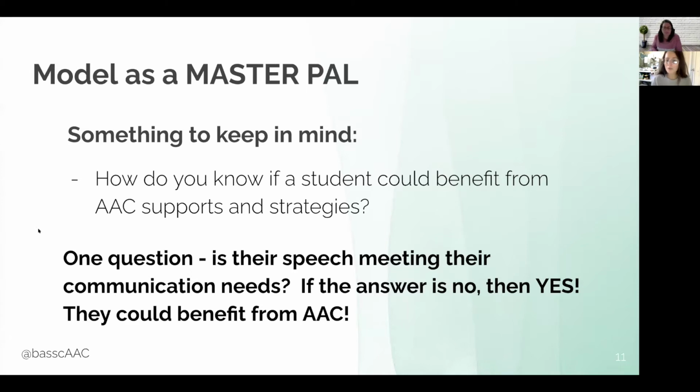All right, one more thing to keep in mind before we get into the modules. How do you know if a student would benefit from AAC supports and strategies? Maybe you have a couple students on your caseload or in your classroom right now who are not using AAC, but you're thinking, I wonder if AAC would be an appropriate strategy and support to provide them. So we like to think of just one question: is their speech meeting their communication needs? And if you would answer that as no, then yes, they could benefit from AAC and good communication partner skills. So we're so glad that you're here today.